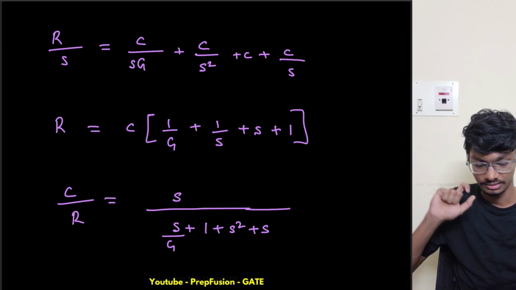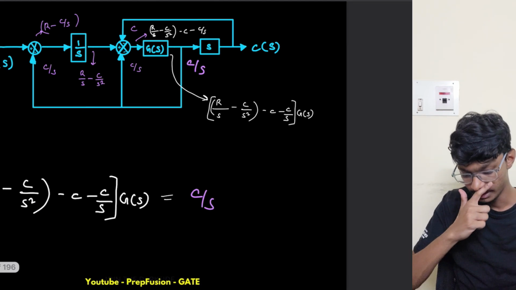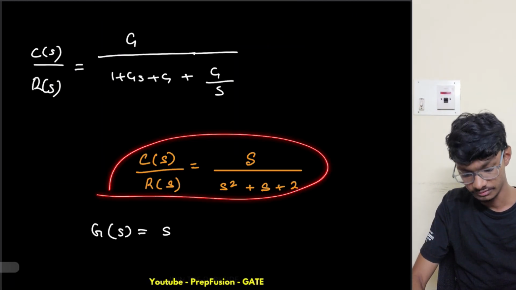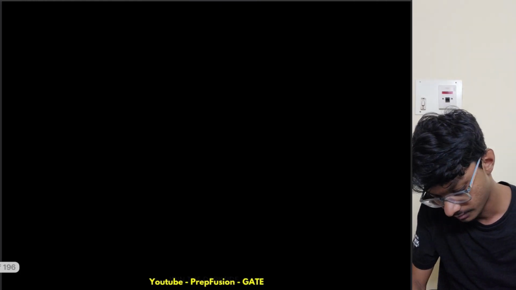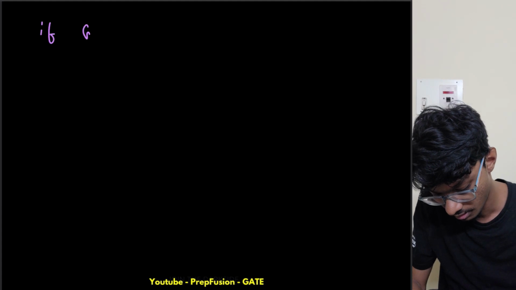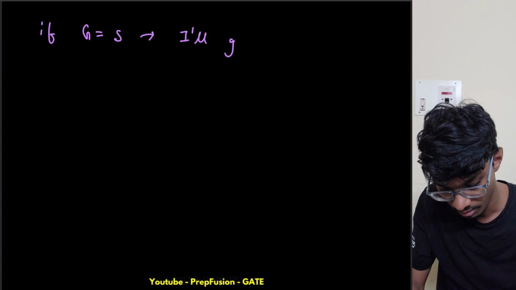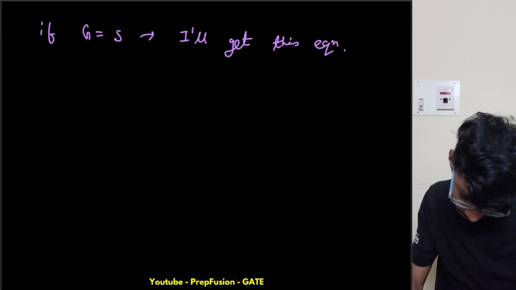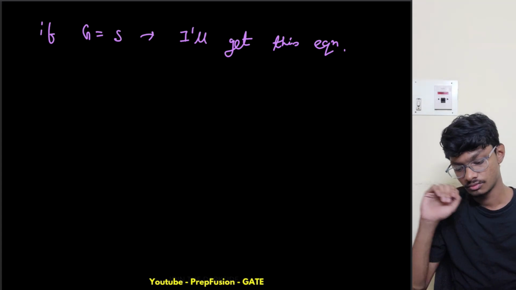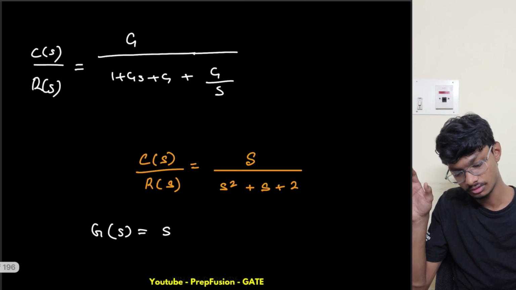So if G equals to S here, I will get this equation, right? I will get this equation if G equals to S. Okay, so do I have space here? I'll get this equation. Okay, so again, option B is correct, right? So this is how you can also solve it.